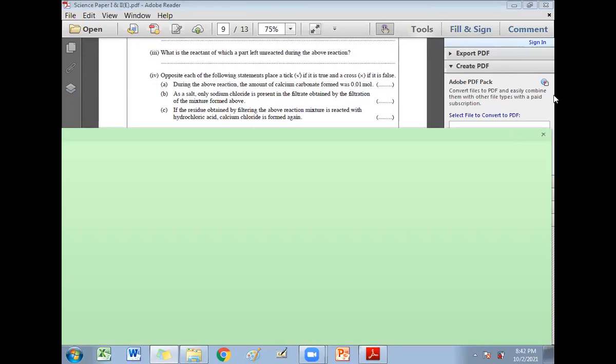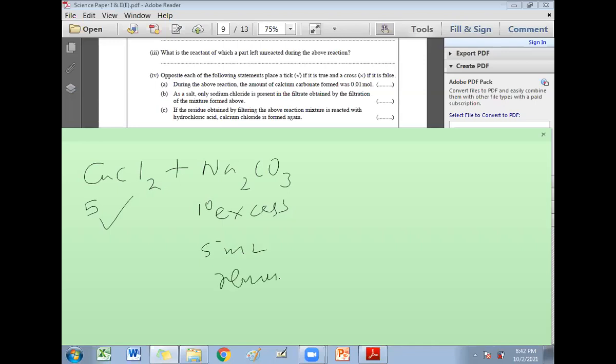I'll write again. You can make a small diagram. I know some of you find it difficult to understand how to do it. Calcium chloride combined with sodium carbonate. This one is completely used up. This one is excess added, because 5 ml excess. This one 5 ml completely goes. So here 10 ml is added, so therefore 5 ml remains.